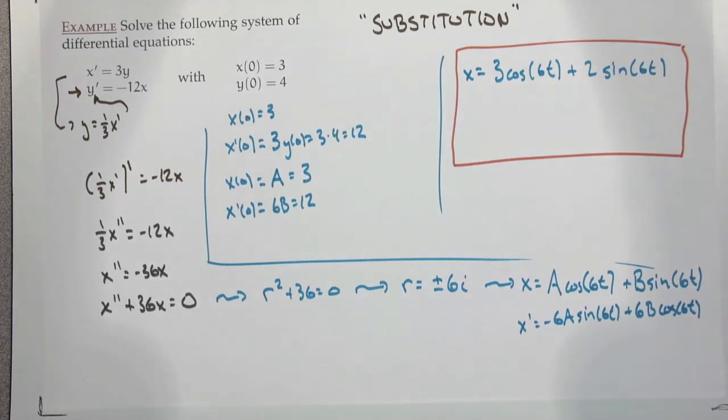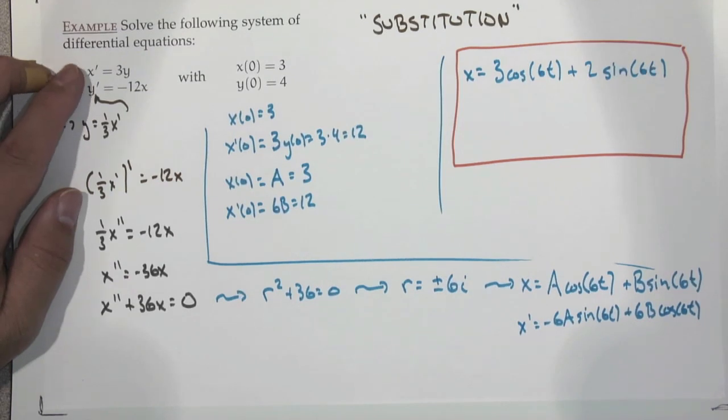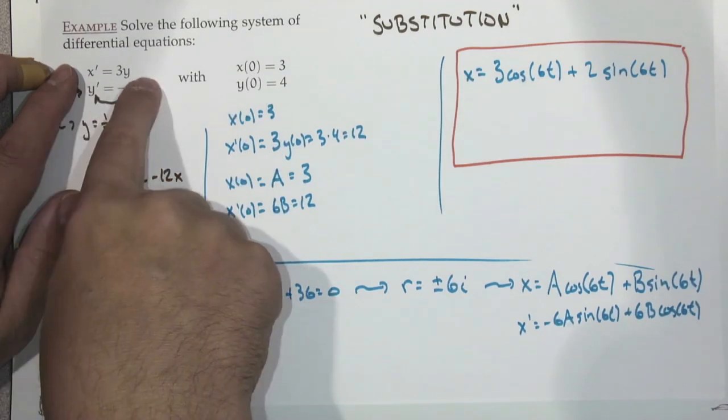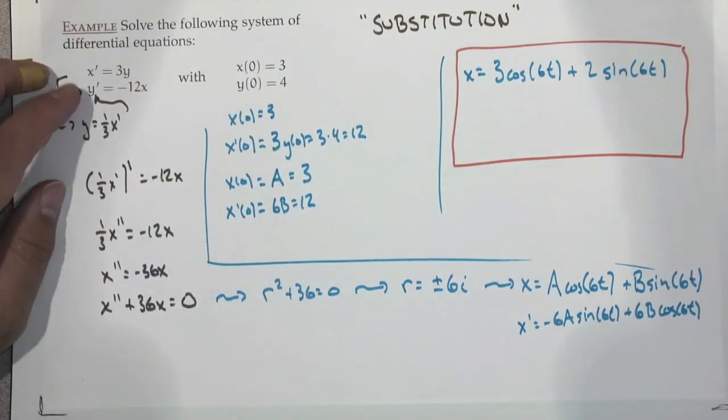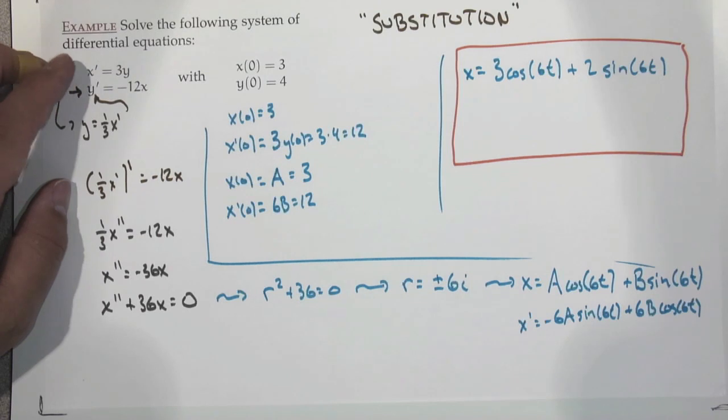Is there anything that we know that might be helpful to us about the function y? It's 3 times x prime. Oh yeah, we know what x is, so we could find x prime, and x prime equals 3y. Now you might be saying, why didn't you point to the one where y prime equals minus 12x? Well, it would give us y prime, and then we'd have to find y, and maybe there's a plus c. Do we have to worry about plus c here?